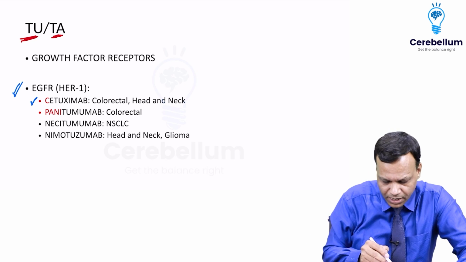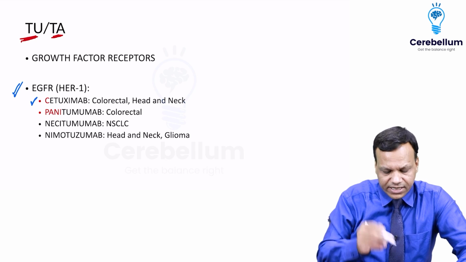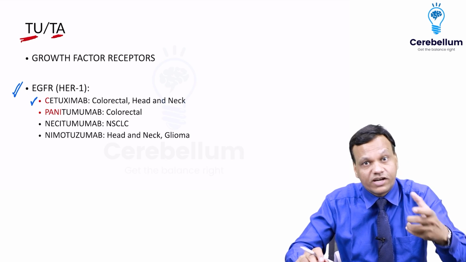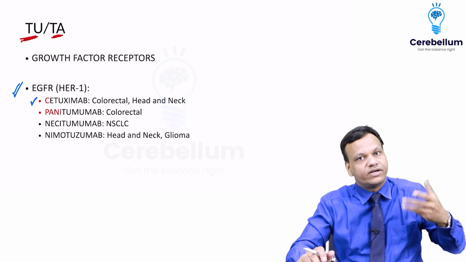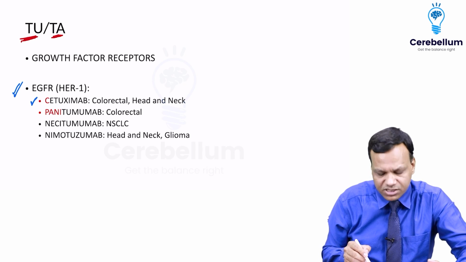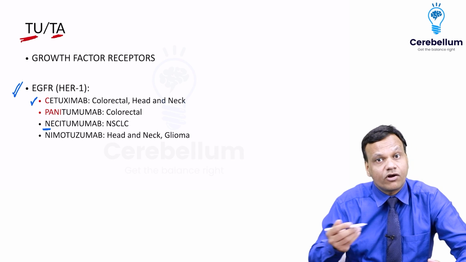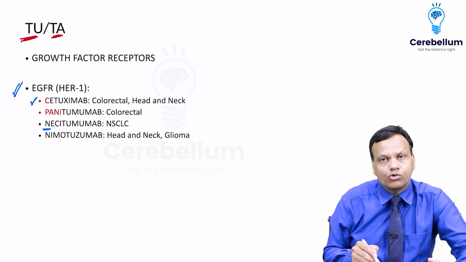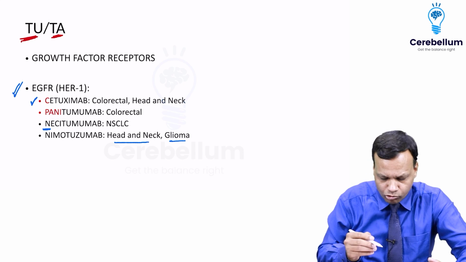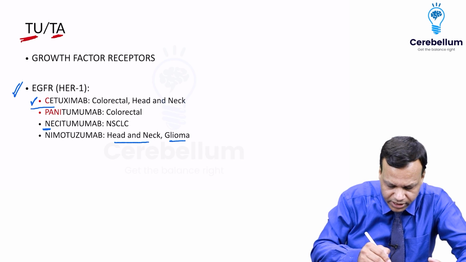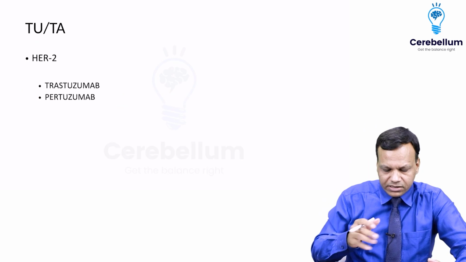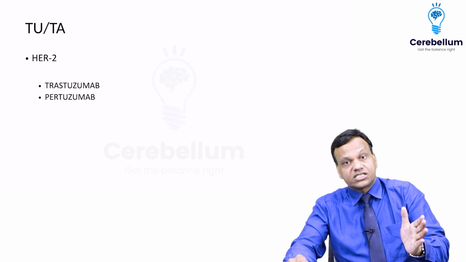That is an important drug. Next is panitumumab. It is against EGFR again, and you can remember it starts with pani. Pani means water. So when you drink water, it will go to the colon. So it will treat colorectal cancer. So panitumumab for colorectal cancer. Then necitumumab is for non-small cell lung cancer. And nimotuzumab is a new drug which is used for head and neck cancers and gliomas. So out of these, I will advise you to remember only cetuximab. Cetuximab is important to remember. Okay. Then we have monoclonal antibody against HER2.